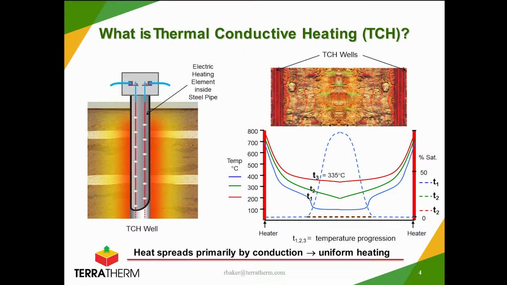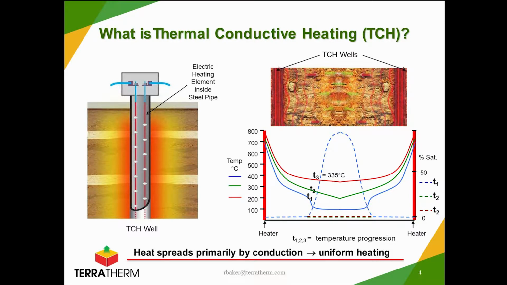Thermal conduction heating is the method that we use for treating these higher boiling constituents. TerraTherm also offers two other widely used techniques for in-situ heating, namely steam-enhanced extraction and electrical resistance heating. But neither of those techniques can heat the soil to above the boiling point of water, whereas thermal conductive heating can be used both for lower boiling constituents and these high boilers.